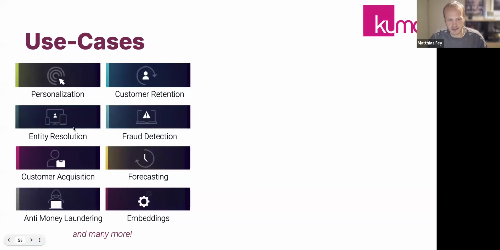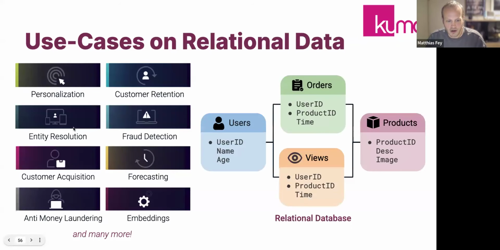Kumo AI is a relational AI platform that can handle diverse use cases such as personalization in the form of recommendation, customer retention, customer acquisition, entity resolution, fraud detection, forecasting, and many, many more. What all these use cases have in common is that they're basically operating on business data. And that business data usually comes in the form of a relational database.